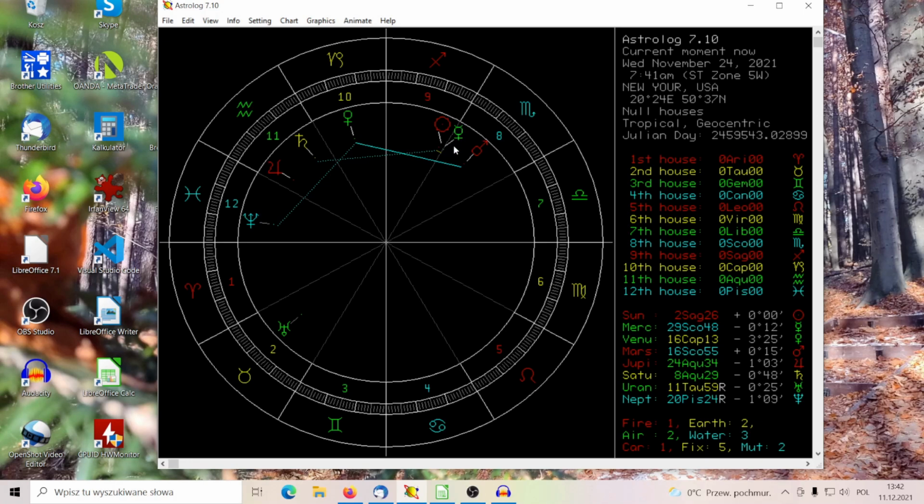Okay, so on November 24th, as you see, we had a Mercury just passing through the zodiac, and next 2 or 3 days there was a conjunction of Mercury and the Sun, which might have been a very interesting day as well.